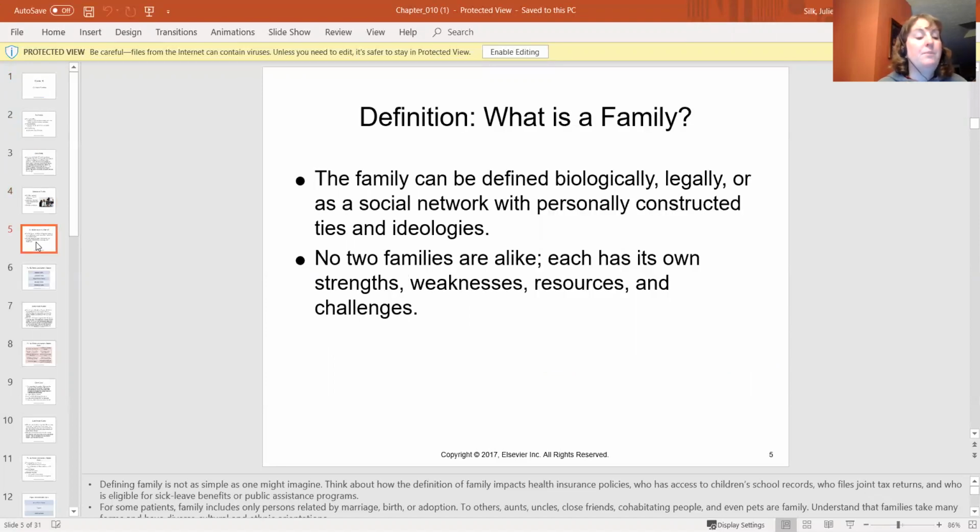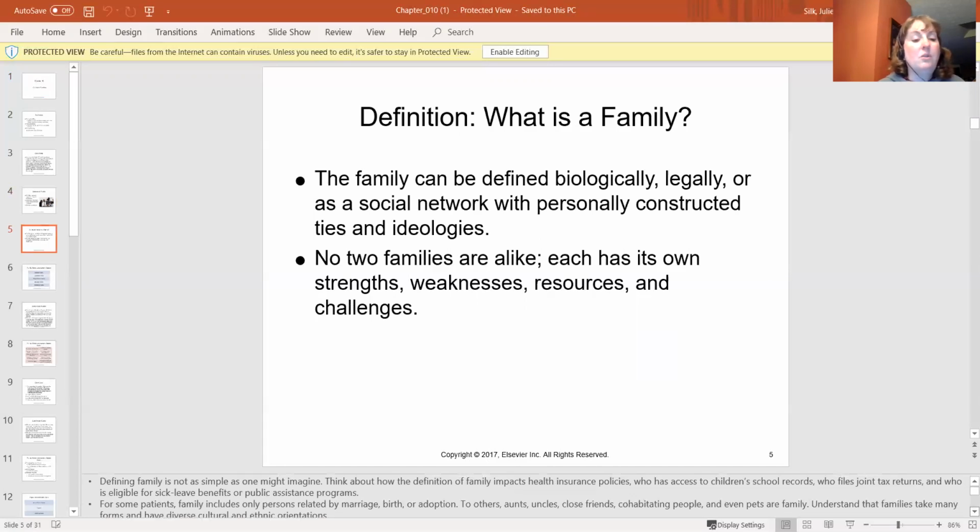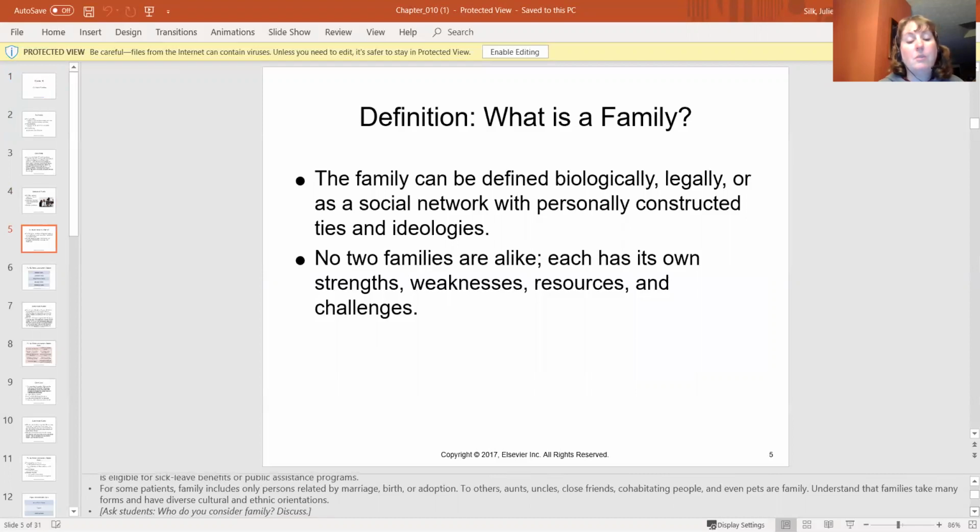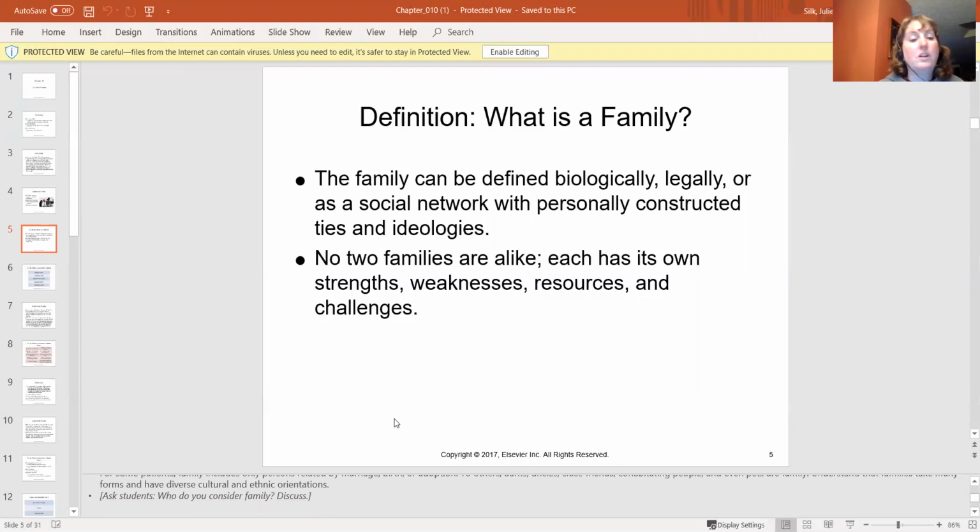So, what is a family? Defining family is not as simple as one might imagine. Think about how the definition of family impacts health insurance policies and who has access to children's school records, who files joint tax returns, and who is eligible for sick leave benefits or public assistance programs. For some patients, family includes only persons related by marriage, birth, or adoption. To others, aunts, uncles, close friends, cohabitating people, and even pets are family. Understand that family takes many forms and has diverse cultural and ethical orientations.